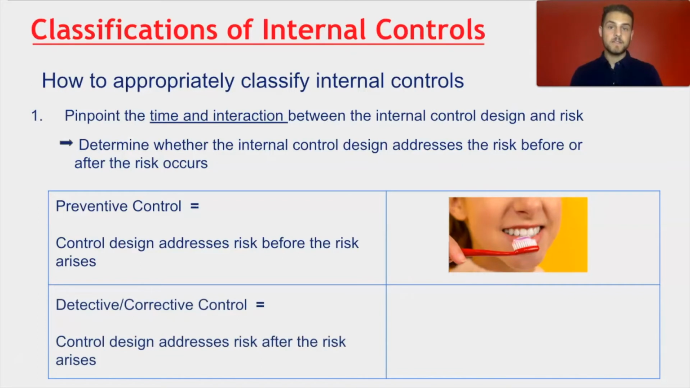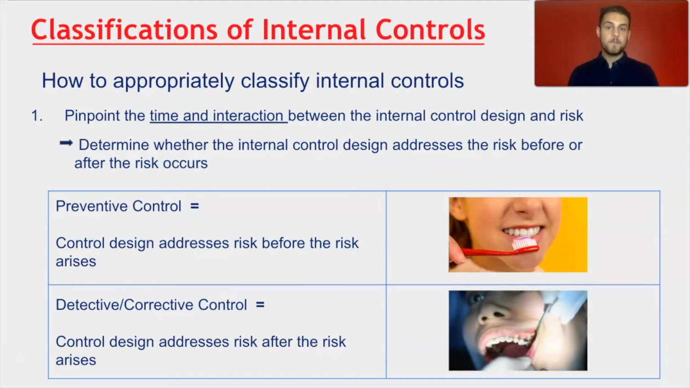On the opposite end, you have detective and corrective controls. These types of controls are designed to address risk after they arise. An example of this is having to go to the dentist in order to address a problem with your teeth. Another way to classify the different types of controls is to know that preventive controls are proactive controls, while detective and corrective controls are reactive controls. This will help you moving forward.